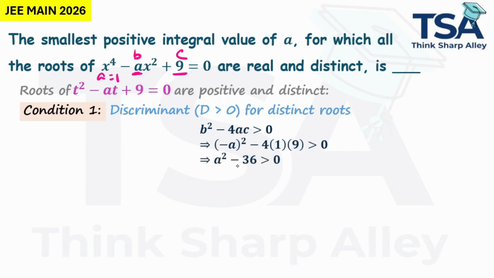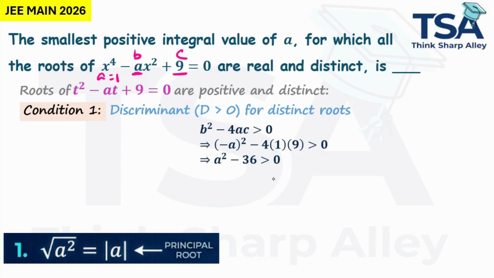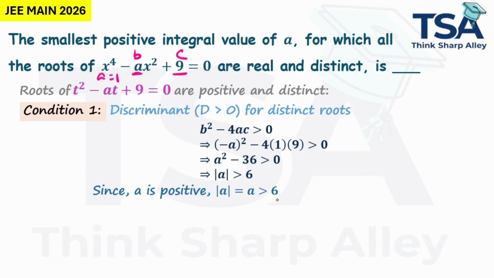Now a square is greater than 36, which means modulus a must be greater than 6 when we take square root on both sides. Square root of a square is modulus a. Now we are looking for a positive integral value of a, which means a has to be greater than 6 because modulus a is equal to a if a is positive.